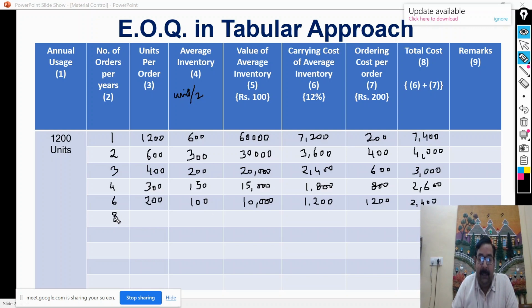After that, 8 orders: this is 150, average inventory 75, value of inventory 75 into 100, 12% of that is 900. 8 orders means 1,600, so the total is 2,500.